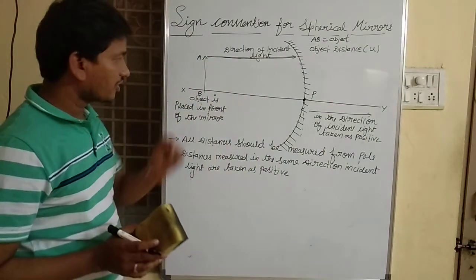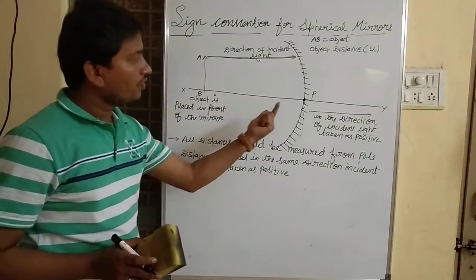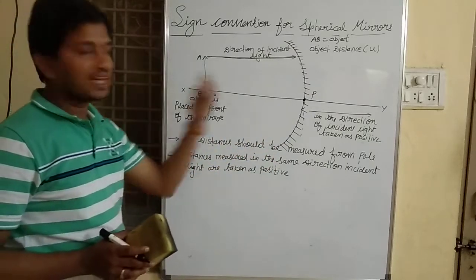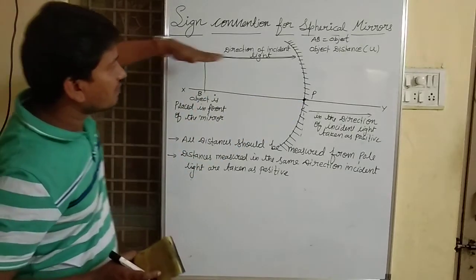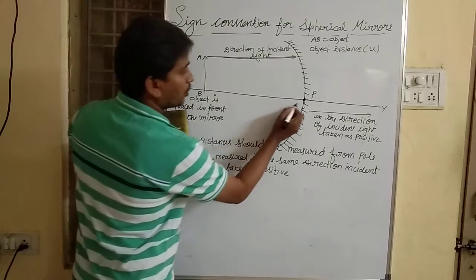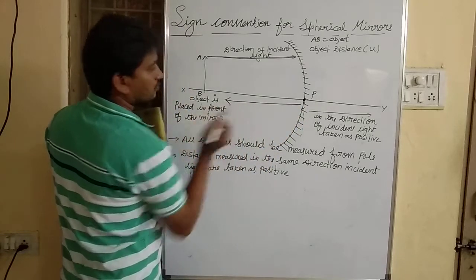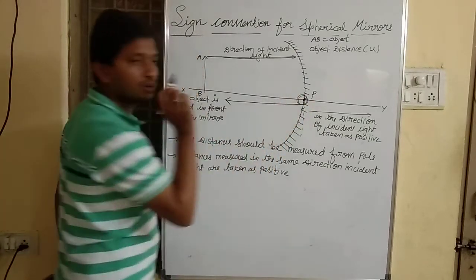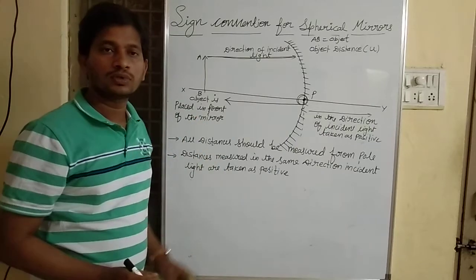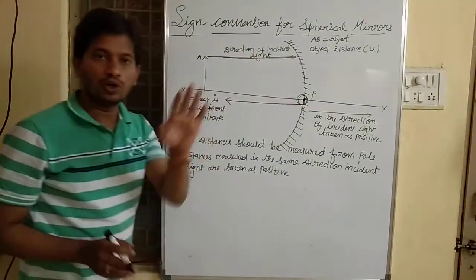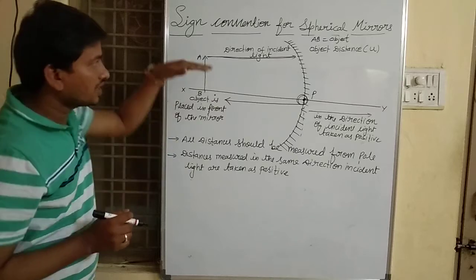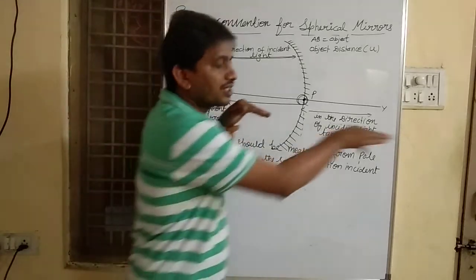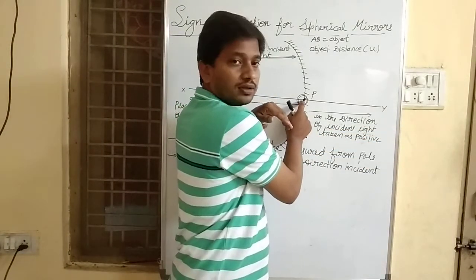Okay, our third point is about distances measured in the opposite direction of incident light. This is the direction of incident light. The main key point is the pole. All distances should be measured from the pole only. If you go in the same direction as the incident light, measuring from this point, then the distance will be positive.